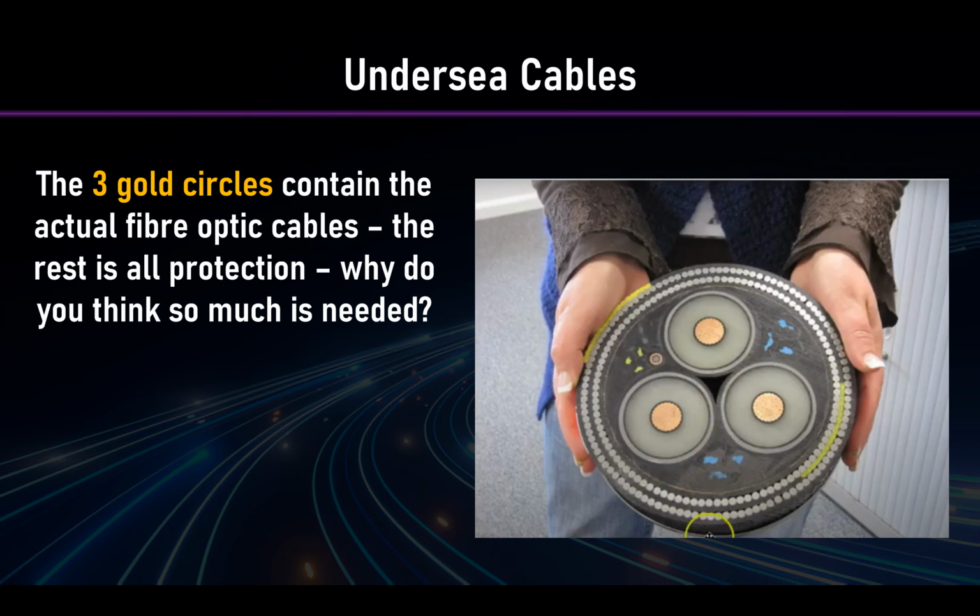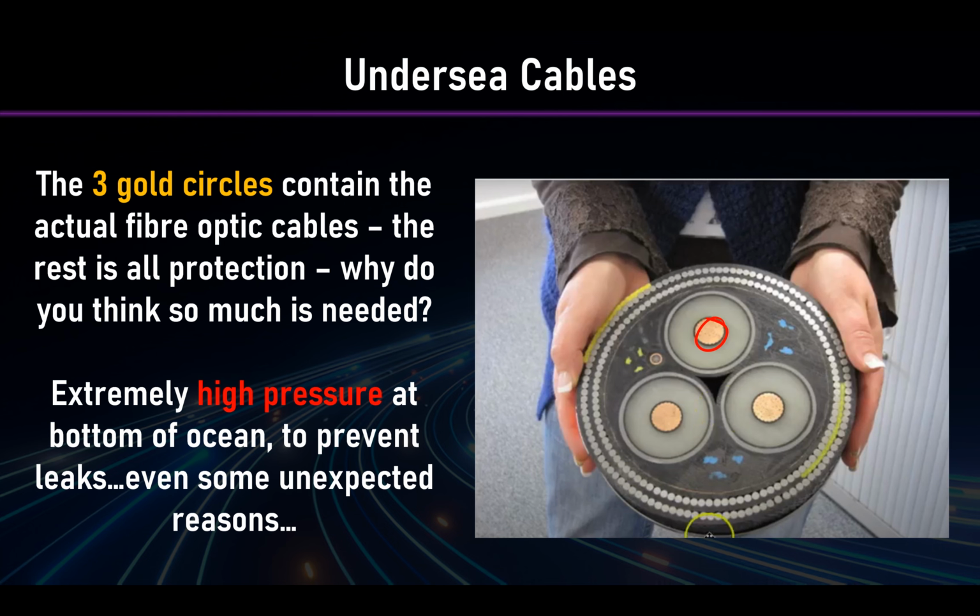So if we actually look at what these look like, the 3 gold circles are going to contain the actual fiber optic cables. The rest is all just protection. So maybe have a think: why do you think so much protection is needed if we only have the cables inside this gold casing?